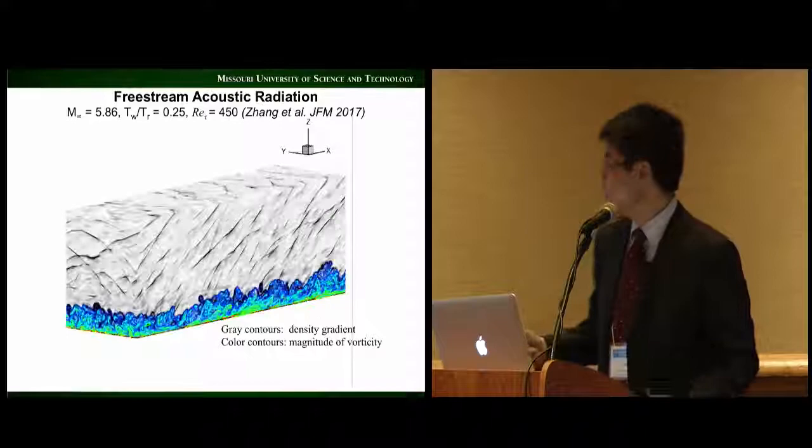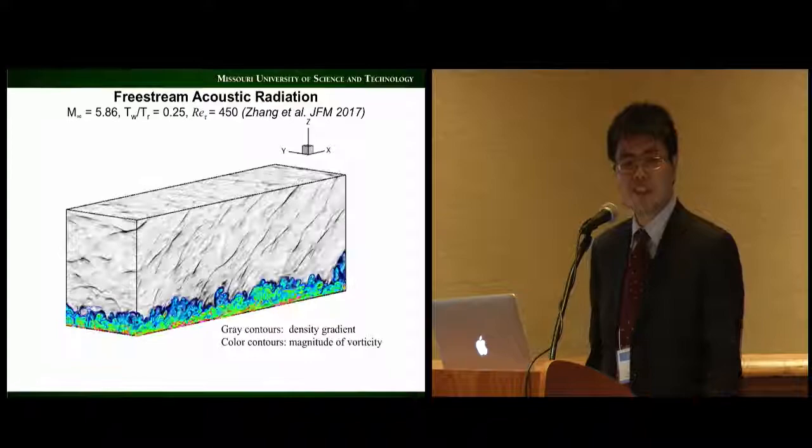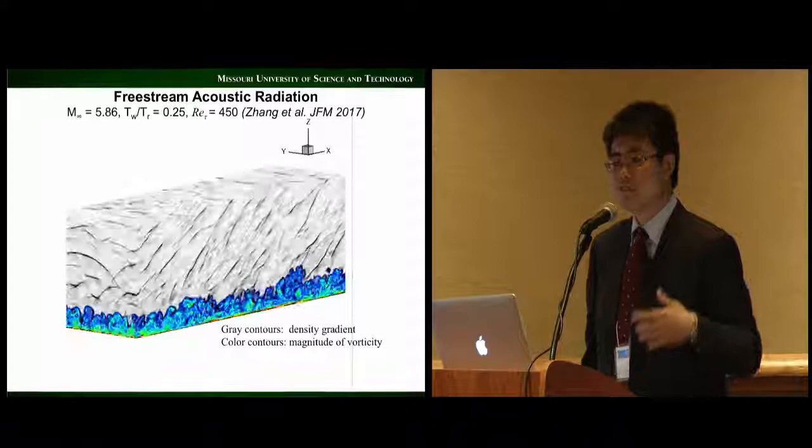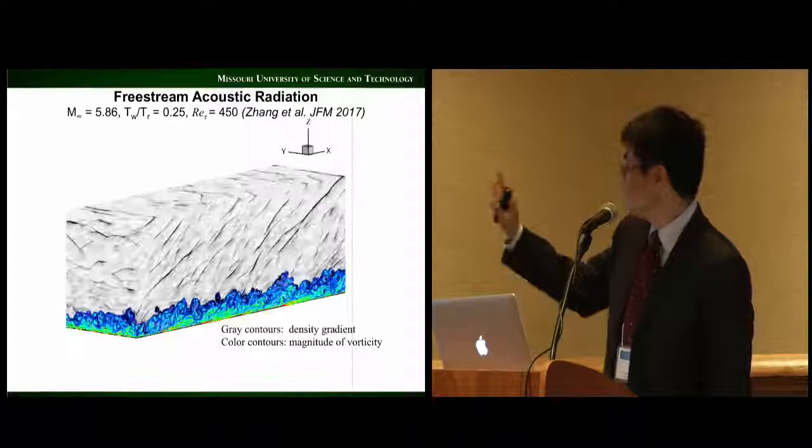This movie shows how the pressure signal behaves. We have the colored contour, which shows the vorticity and the turbulent structures. And then we have these gray contours, which are the gradient of density, which gives you an idea of the free stream acoustic pressure radiated from the boundary layer. You can get a very detailed view of this type of structure.